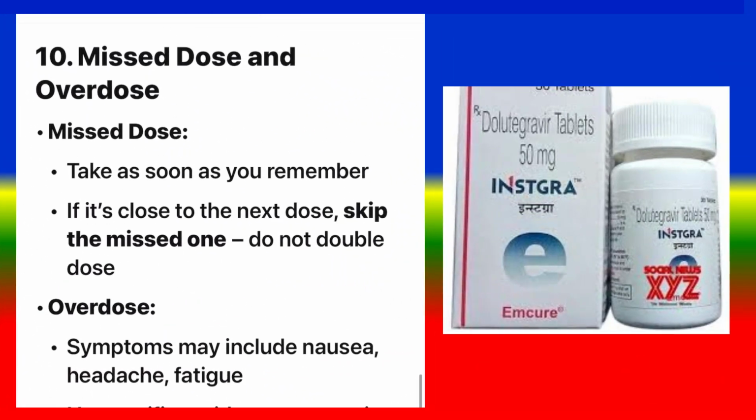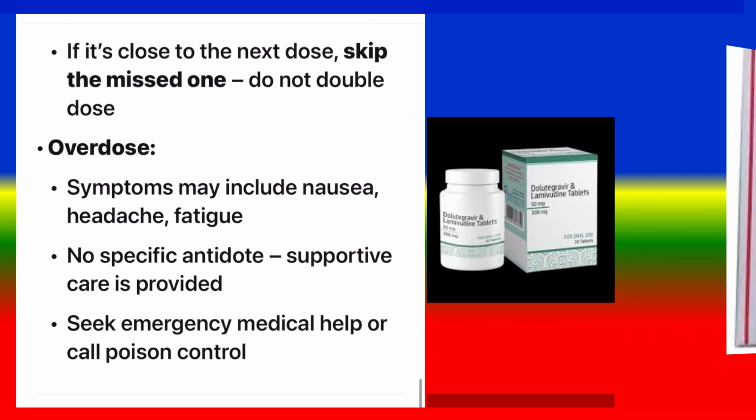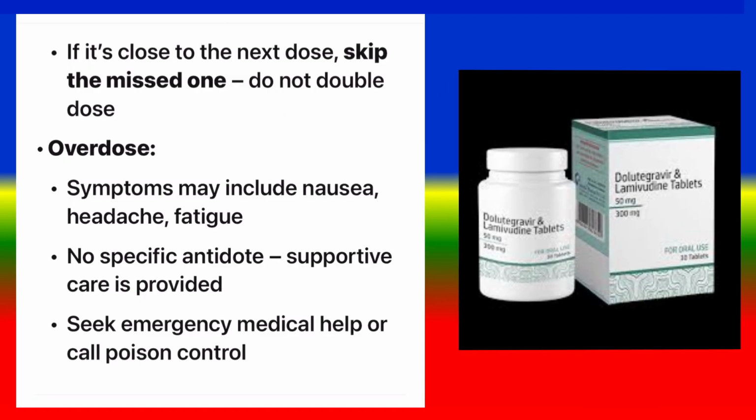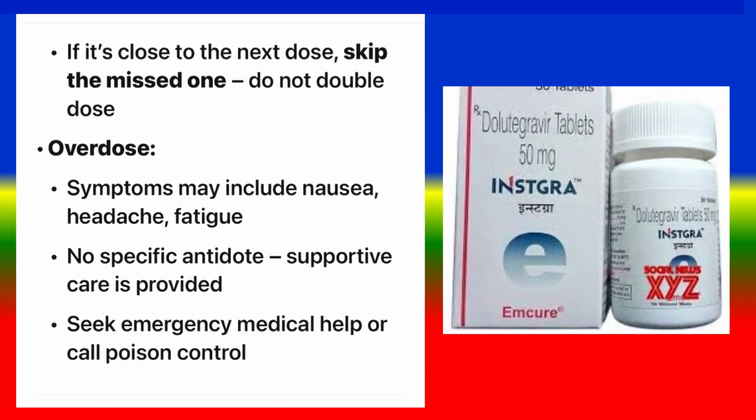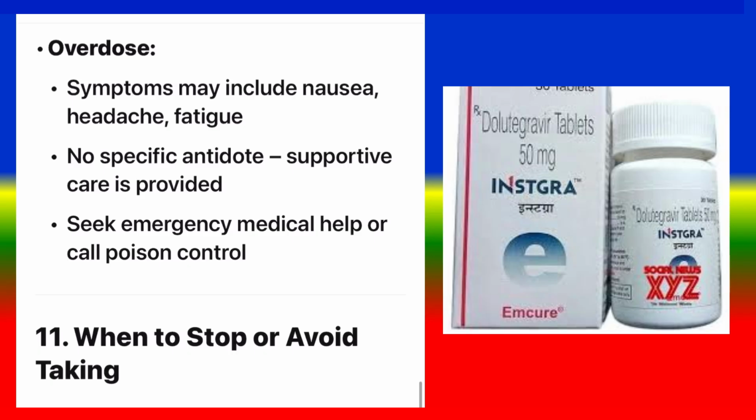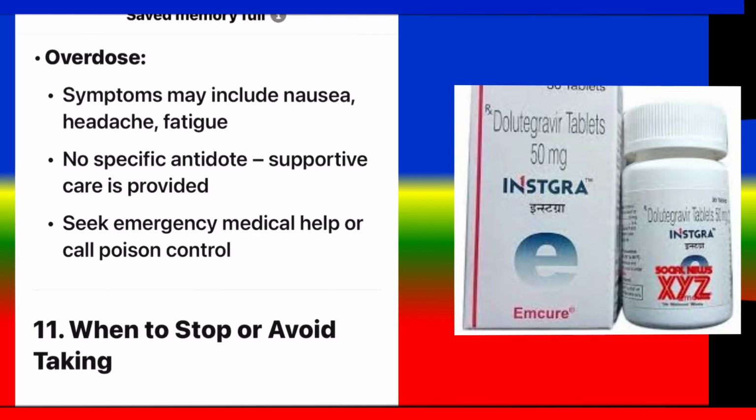Number 10, missed dose and overdose. Missed dose: take as soon as you remember. If it's close to the next dose, skip the missed one. Do not double dose. Overdose: symptoms may include nausea, headache, fatigue. No specific antidote, supportive care is provided. Seek emergency medical help or call poison control.